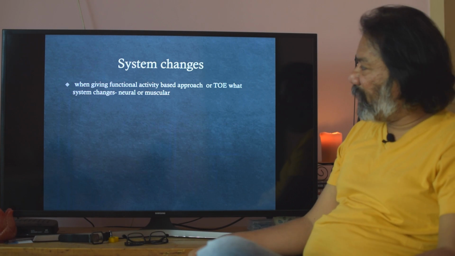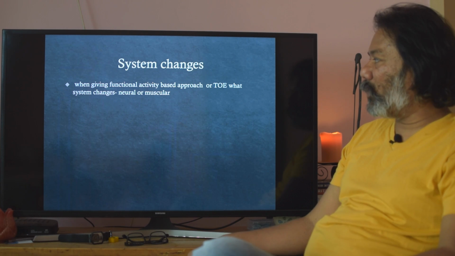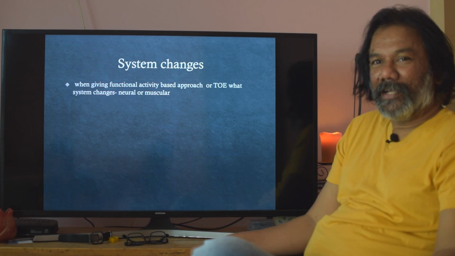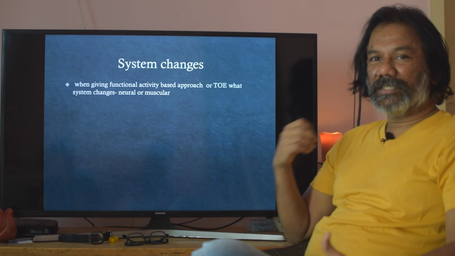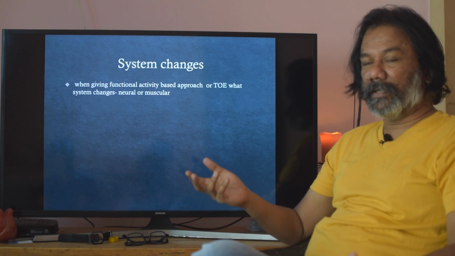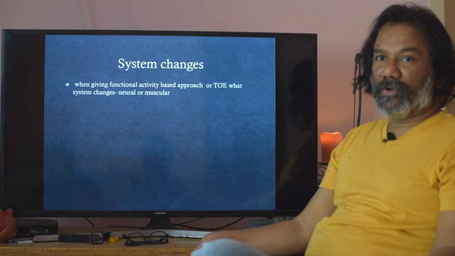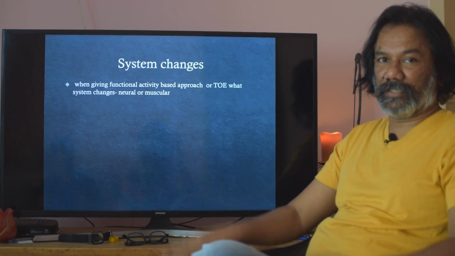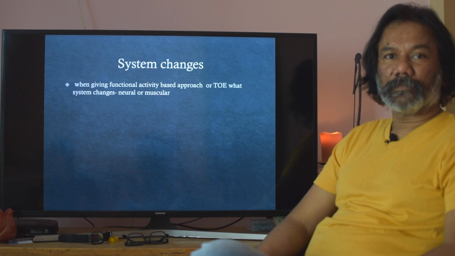The next question is, when giving a functional activity based approach or TOE, what system changes, neural or muscular? As you know, the whole system changes, not just the brain, not just the muscle, not just the peripheral systems, not just the central system, the whole system changes. Even your cardiovascular system also has to change. So everything changes, not just your neural and muscular.